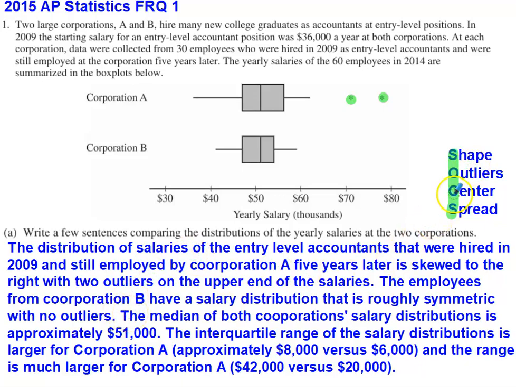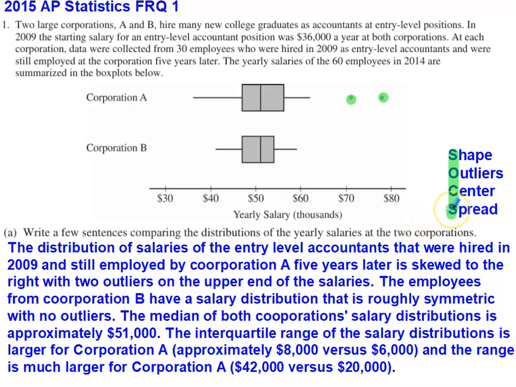Now I'm going to take care of center. Now for center, you're going to either want to say something about the mean or the median. In this case, we don't really know the mean, but a box plot is going to tell us the median. It's right where that center line is. So the median for both companies is roughly the same, right? The center line cuts the overall box into 2, is at roughly $51,000. So the median of both corporations' salary distribution is roughly $51,000.